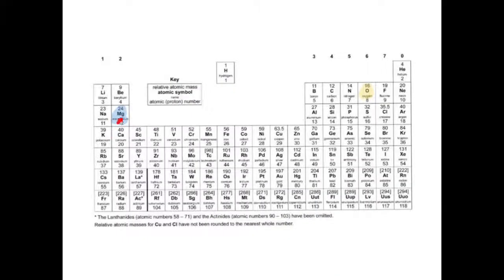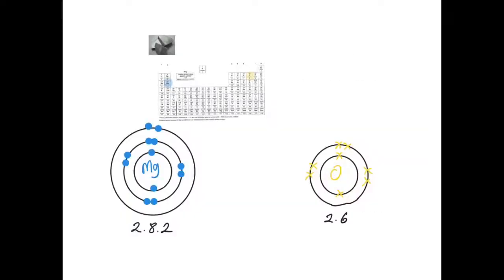Let's look at how magnesium and oxygen react. It's going to be an ionic compound because magnesium is a metal, oxygen is a non-metal, and metal plus non-metal is an ionic compound, which means the metal is going to lose electrons, and the oxygen, the non-metal, is going to gain electrons so that they both have a full outer shell.